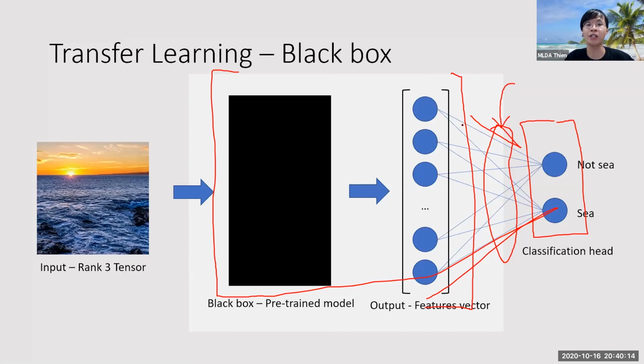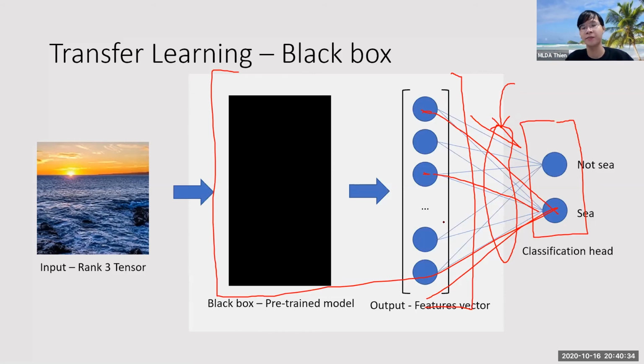So that's why at first it's quite bad, because it doesn't know which neuron from this will be associated with, like, sea or forest. It doesn't know that yet. So that's why the performance is quite bad. But after just a few iterations, right, because the feature vector is good.